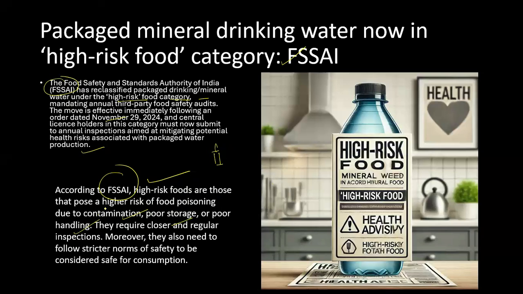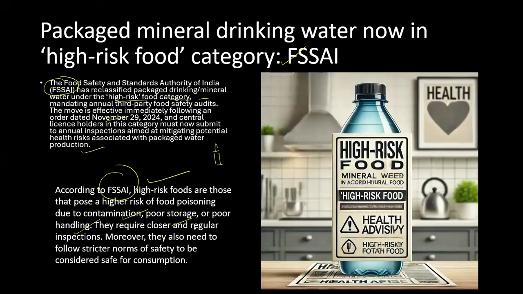So it could be sauce or jam that we are keeping for a longer period of time. It should not get contaminated or poisoned. Such food materials, which can become contaminated due to poor storage or poor handling, will require close and regular inspection.